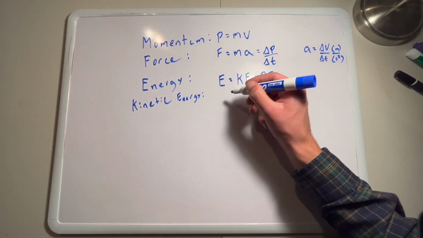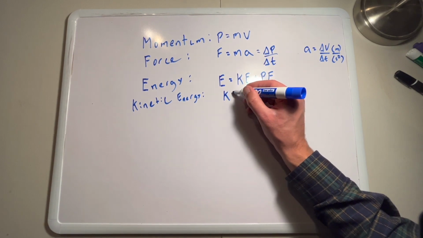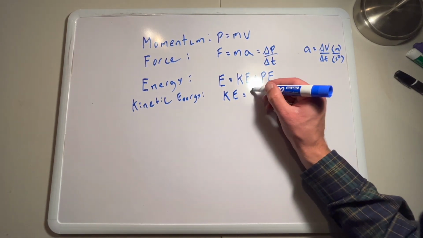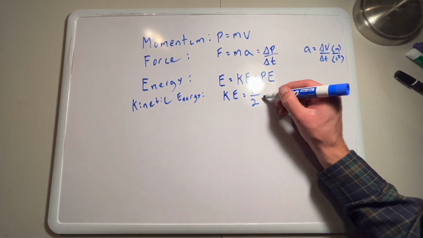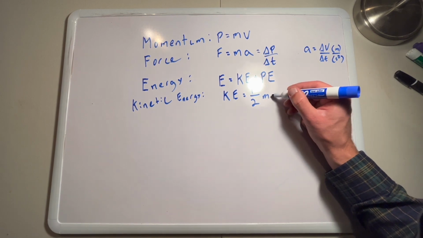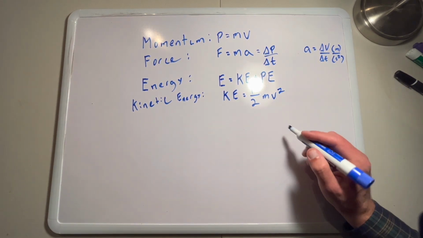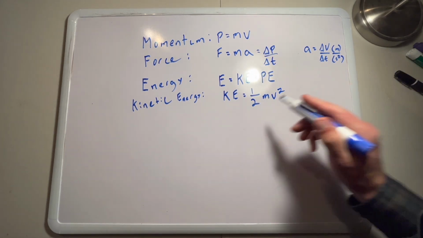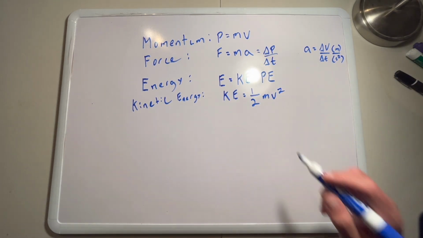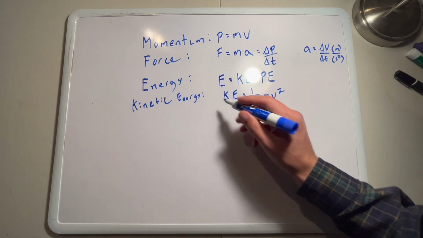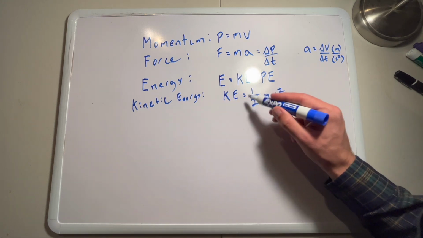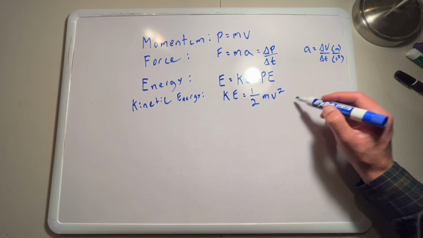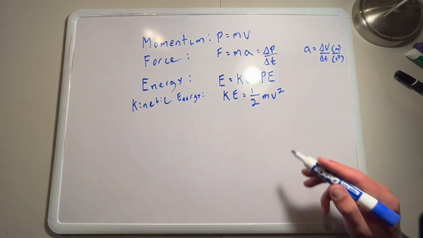And that is E equals 1/2 mass times velocity squared. And there's a little in our way there, but yeah, that is our equation for kinetic energy. And you'll notice we have this bit here, that mv squared, that looks a little similar to momentum.